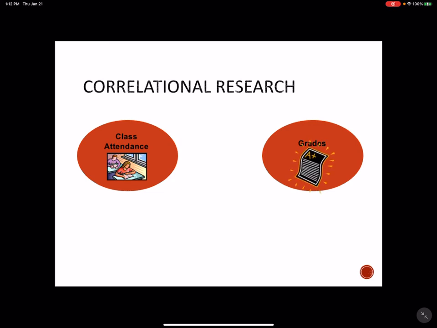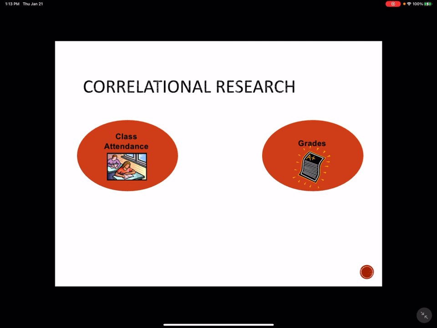And let's say I find that these two variables are correlationally related. I look at all of my records from all of the years that I've taught research methods, and I see that the more the students attended class, the better their grades were. That's kind of cool. So I do a correlational study. I just look out in the real world, what happened.